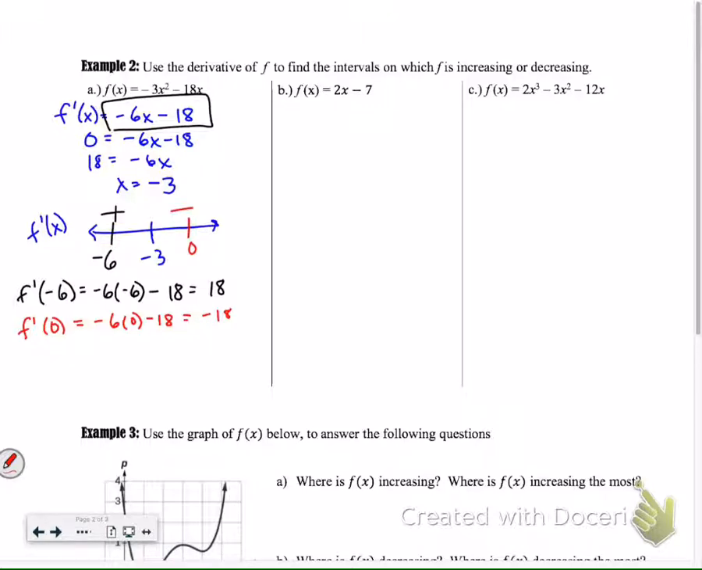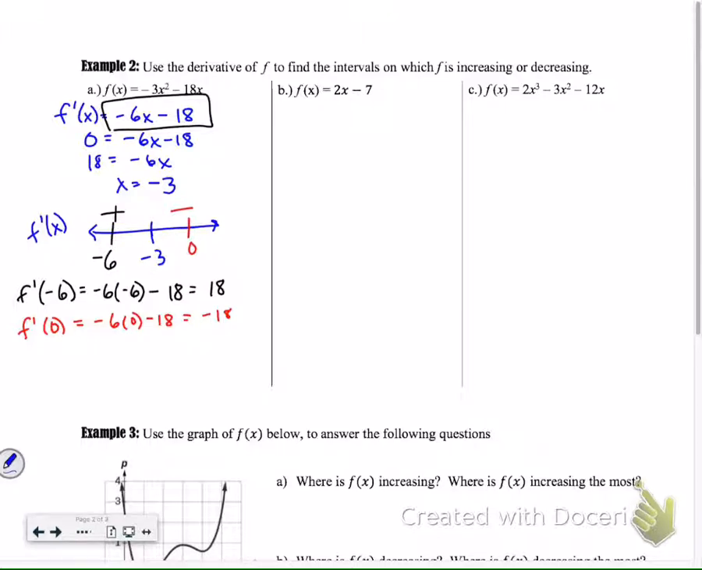So that side of the negative 3 is going to be negative. Every number that I plug in to the right of negative 3 is going to give me a negative number. That means that all of those slopes are negative. So what's happening is where it's positive, the graph, like I said, is increasing, positive slope. Where it's negative, decreasing, negative slope.